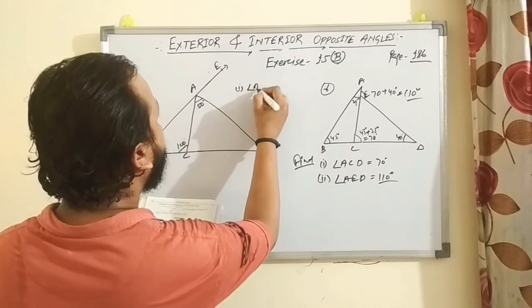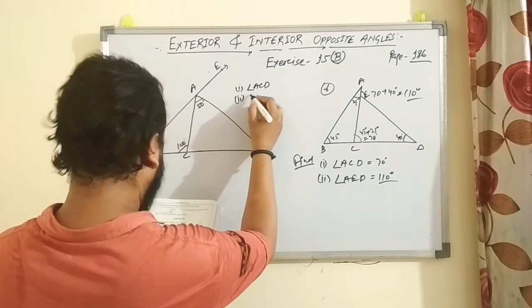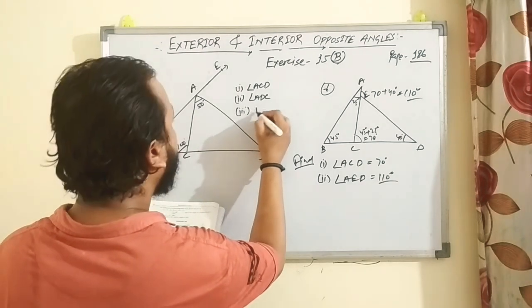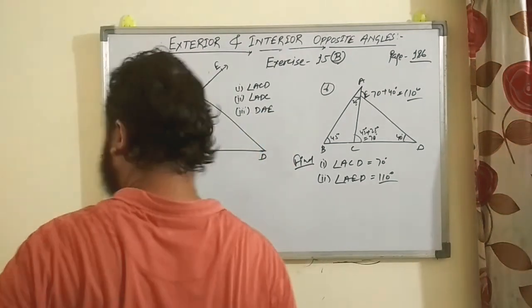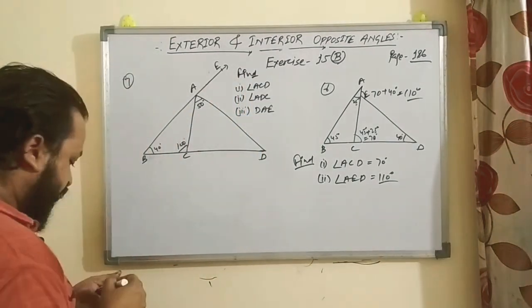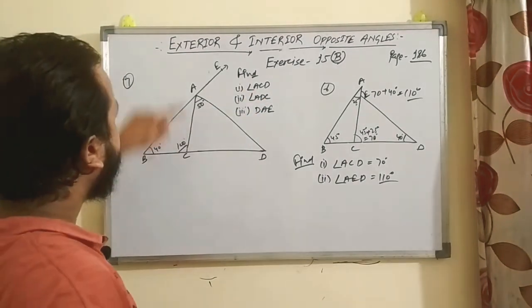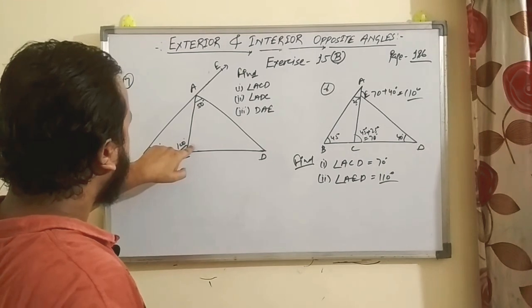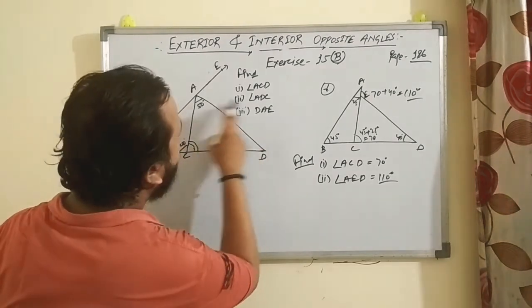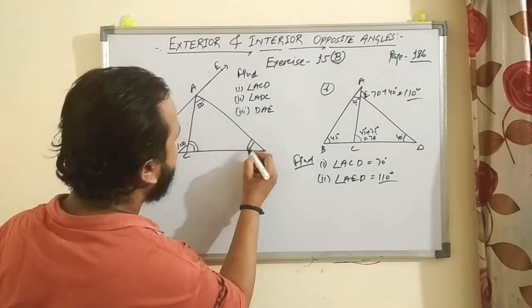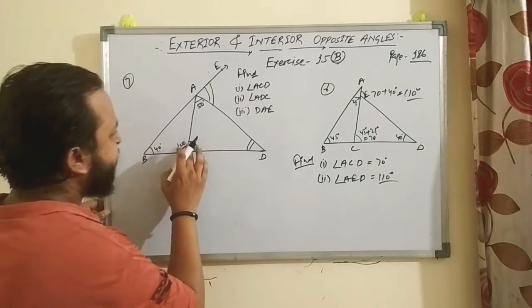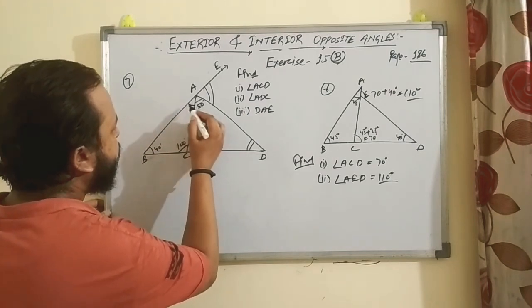First, ACD, second, angle ADC, and third, angle DAE. These three angles you have to find out. So first ACD means this angle you have to find out. This angle ADC, yes, this angle you have to find out. DAE, this angle you have to find out. So for finding this angle, you have to first find this angle.